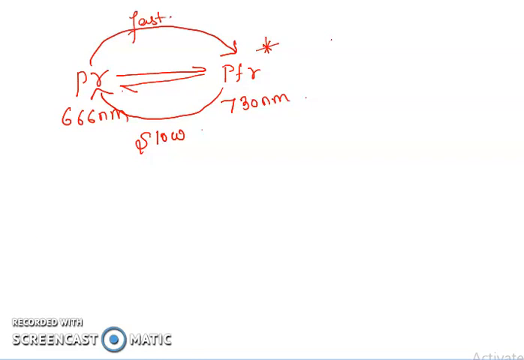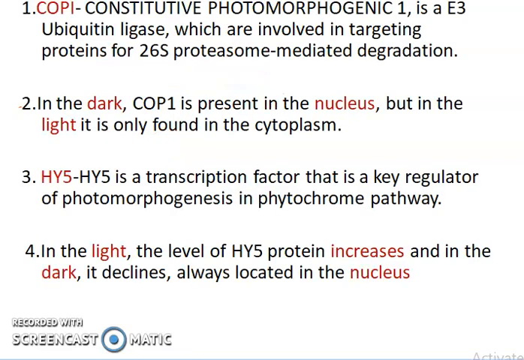To solve our question, we have to be familiar with some terms, of which the first one is COP1. COP1 is a constitutive photomorphogenic one, and it is an E3 ubiquitin ligase. We have to understand the term ubiquitin ligase. Ubiquitin is a tag which is responsible for degradation. Whenever a ubiquitin tag is added to a target protein, it will be destroyed through 26S proteasomal degradation.